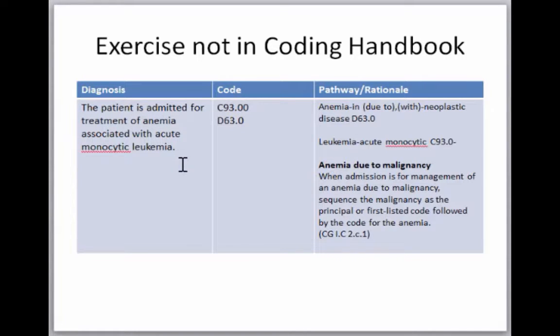Next exercise, not in the coding handbook, the patient is admitted for treatment of anemia associated with an acute monocytic leukemia. This is one that we've already done in our chapter 29, but I just wanted to give you another reminder that when anemia is due to malignancy and the treatment focus is the management of the anemia due to the malignancy, according to our guideline, we would code the malignancy first and the anemia next.